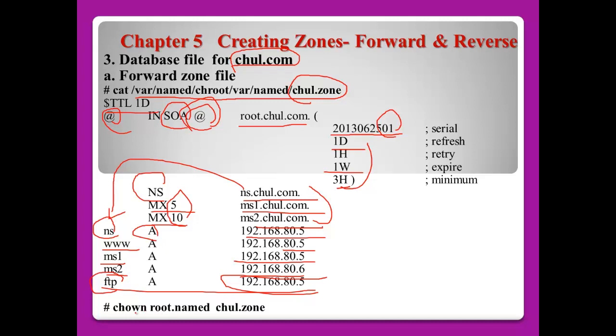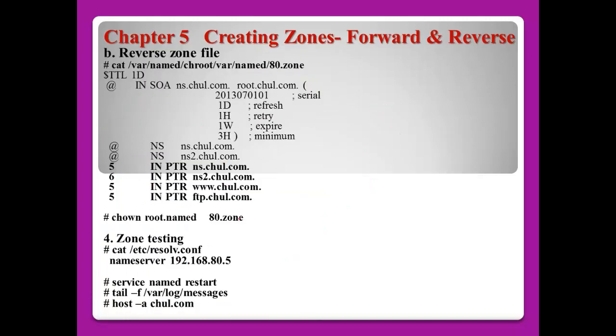And after that, we have to change the ownership: root.named on the chol.zone like this. Second, the reverse zone file. In my case, we named it 8.zone. The rest is the same, except this one: here, 5, 6, 5, 5.